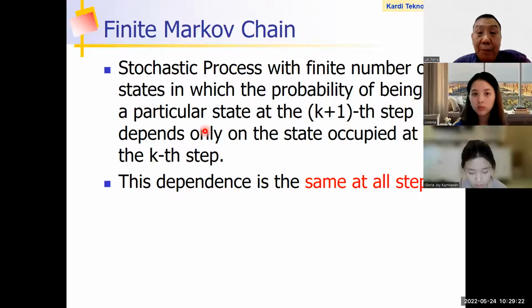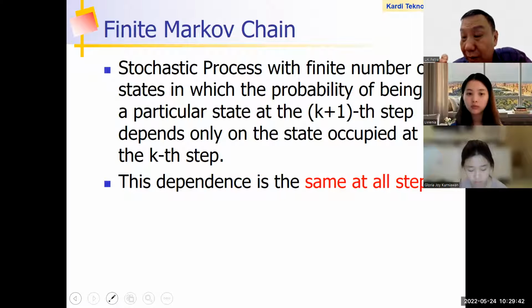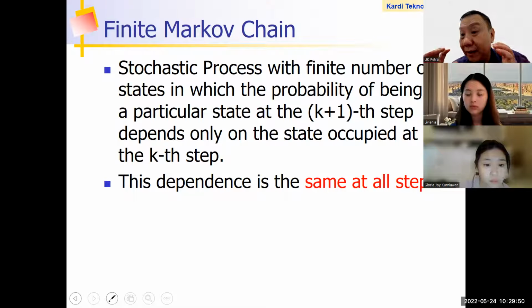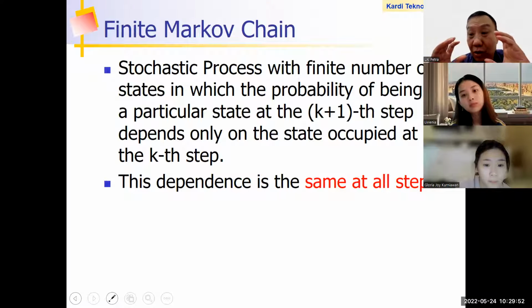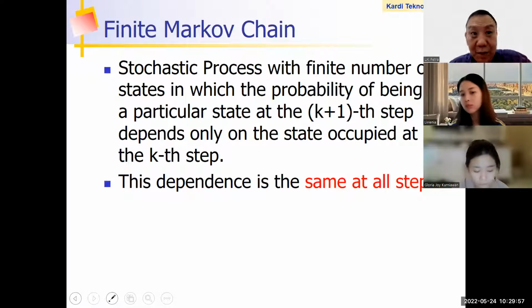The probability of being in a particular state depends only on the state occupied at that step. That dependency is also the same for all steps. That means the stochastic matrix, the transition probability matrix, does not depend on time. That is constant. That's the main assumption in here.